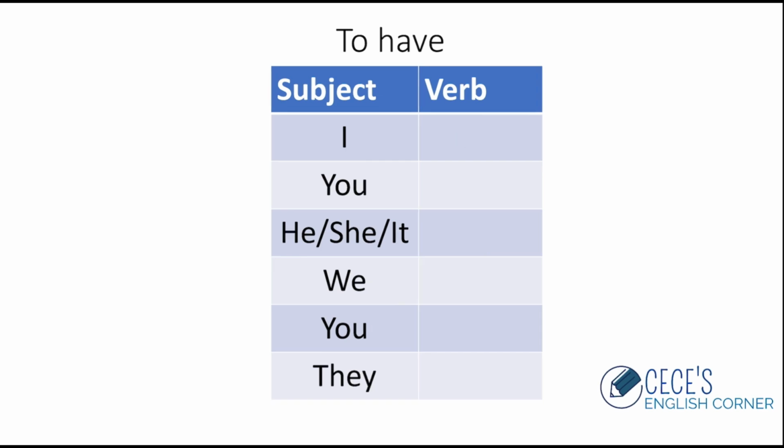Let's try one more. Let's practice conjugating to have in the simple present tense. I have. You have. He, she, it has. We have. You have. They have.